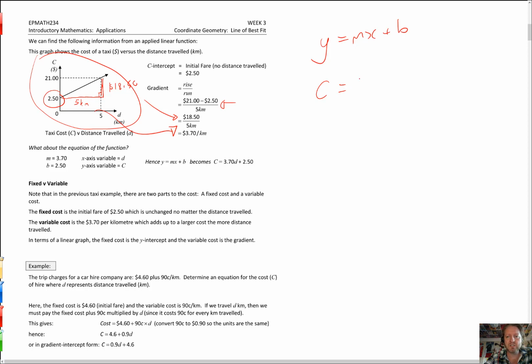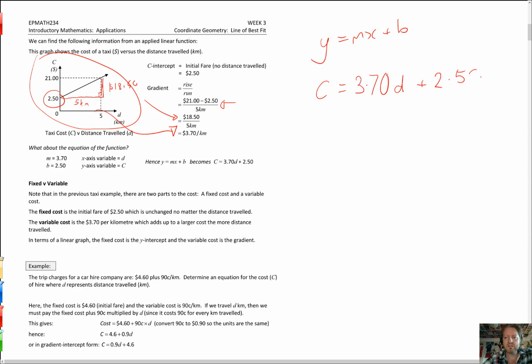You don't have to put the units in the equation. That gets pretty messy. It doesn't matter whether I put 3.7 or 3.70. That means the same thing, okay? I'll put 3.70 just because a lot of people are more comfortable with that when we're talking about money. Instead of $3.7, I'd rather see 3.70, but it means the same thing. Times an x, well the x-axis is actually called a d-axis, plus b, okay, the b here is the c-intercept, normally known as the y-intercept, which was $2.50.